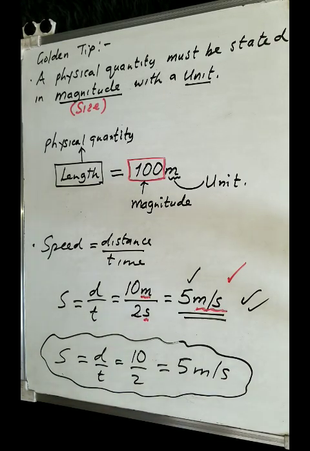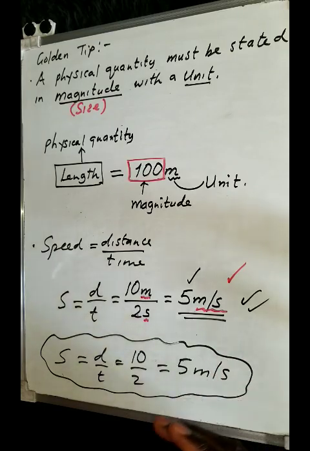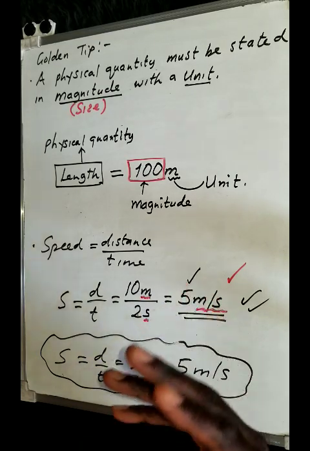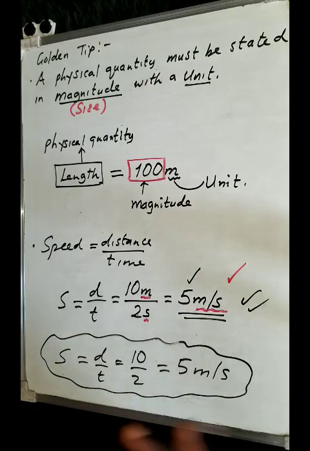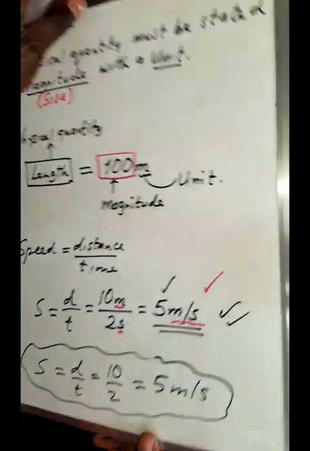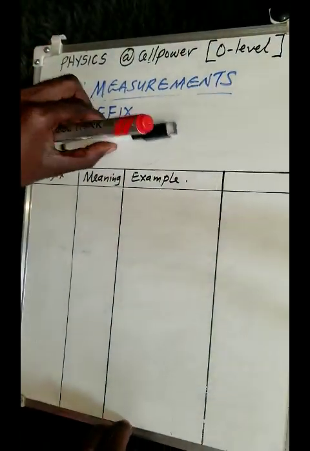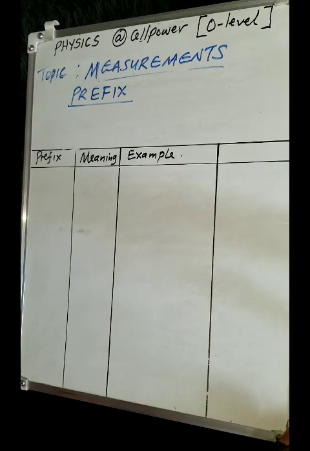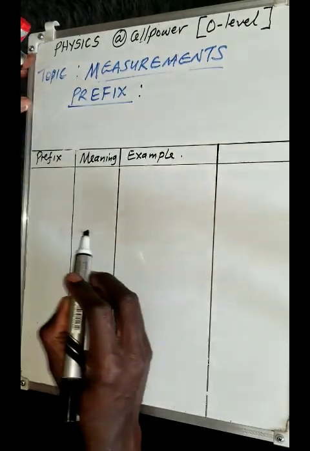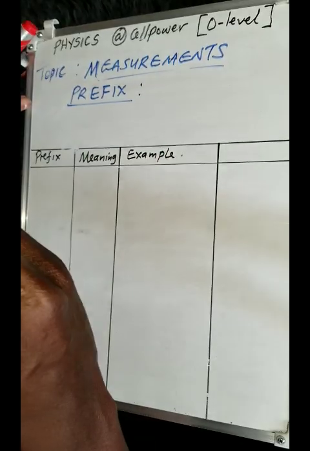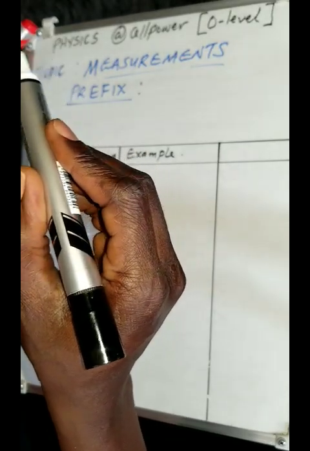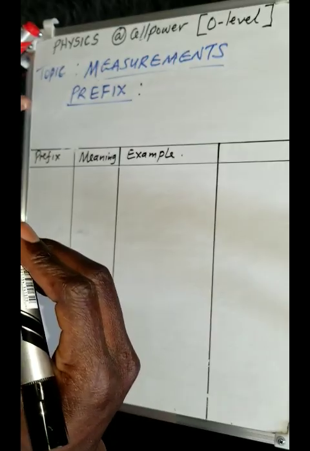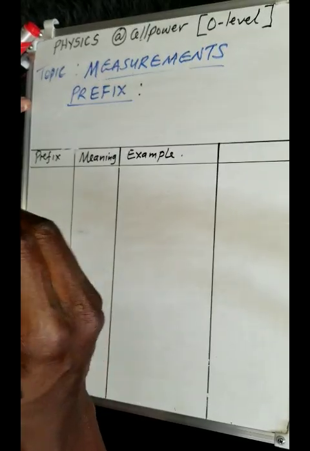Now, of course, we have talked about units. Sometimes units can be made to be very big, or you can make them to be very small, depending on the situation that you are dealing with. And therefore, it brings us to what we call a prefix. So now, when I talk about the prefix, what exactly do I mean? Well, simply, a prefix is an extra symbol put in front of a unit to make it either big or small.